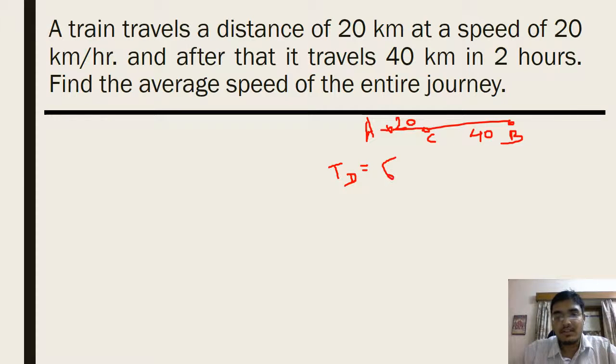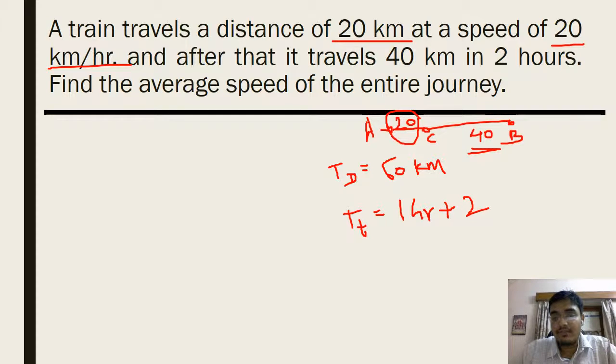So our total distance becomes 60 kilometers. And our total time, what would be our total time? If it travels from A to C at 20 kilometers an hour, it is basically traveling 20 kilometers at the speed of 20 kilometers an hour. So it would take 1 hour, and it has taken 2 hours to travel another 40 kilometers. It is directly given. So total time is 3 hours.